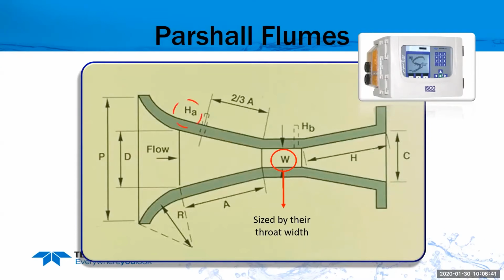Where you take your level measurement is H sub A, which is going to be 2/3 the length of the converging section wall. You can reference the ISCO Flow Data Handbook. They'll show you where that point is, or contact your manufacturer. When you order the flume, a lot of times they'll put a ruler or staff gauge at that location, or make a mount for your sensor to make it easy to identify where to take your level measurement from.